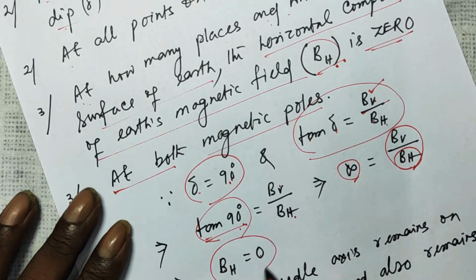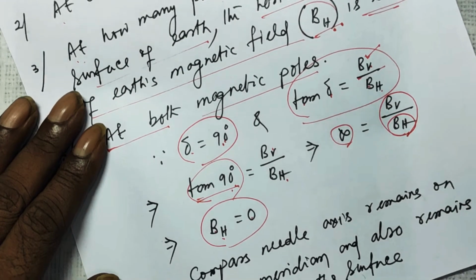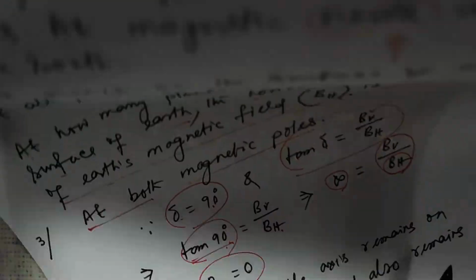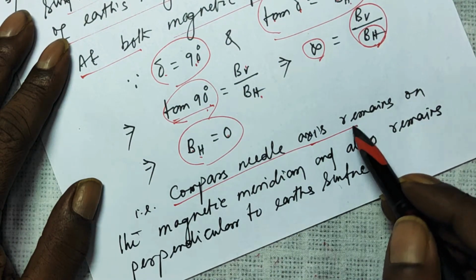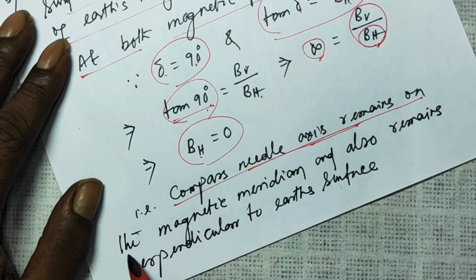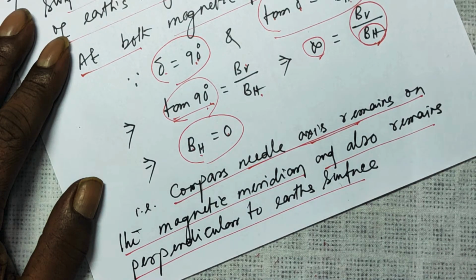Therefore, BH, the horizontal component of Earth's magnetic field at the two magnetic poles, magnetic north pole and magnetic south pole, is 0. That is the same thing as saying the compass needle axis remains on the magnetic meridian and also remains perpendicular to the Earth's surface.